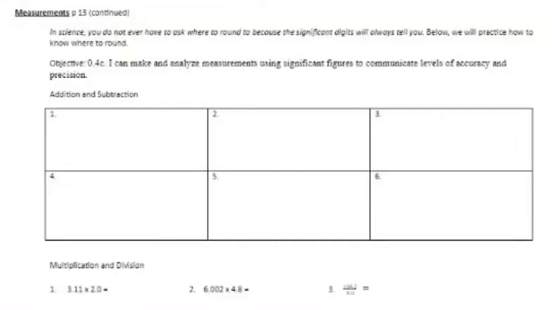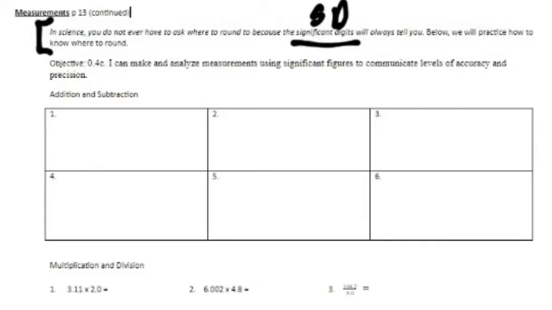All right, so we are going to continue our work on page 13 with measurements, and here's where I kind of highlight for you guys why significant digits are so helpful. So you see, I've got a note here that in science, you're not going to have to worry about asking where you need to round. The significant digits, or SD for short, are always going to tell you. So that's where we're going to build this out right now.